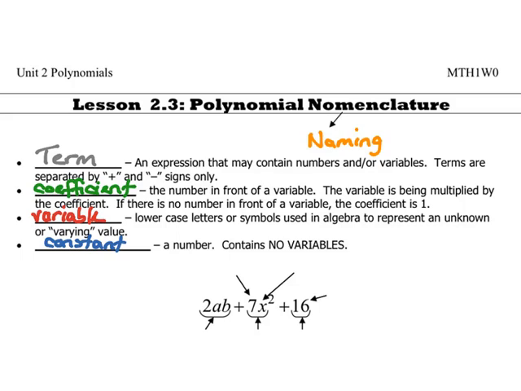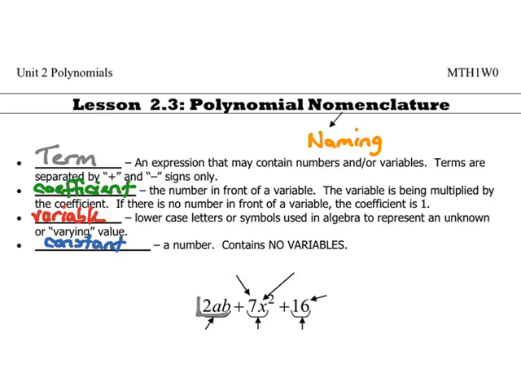In this video, I'm going to talk about lesson 2.3, which is all about polynomial nomenclature or naming, vocabulary, just different types of words that have to do with polynomials. So what is a polynomial? Well, here's an example, and here are some words that describe the components that make up a polynomial. So let's go through each of the words.